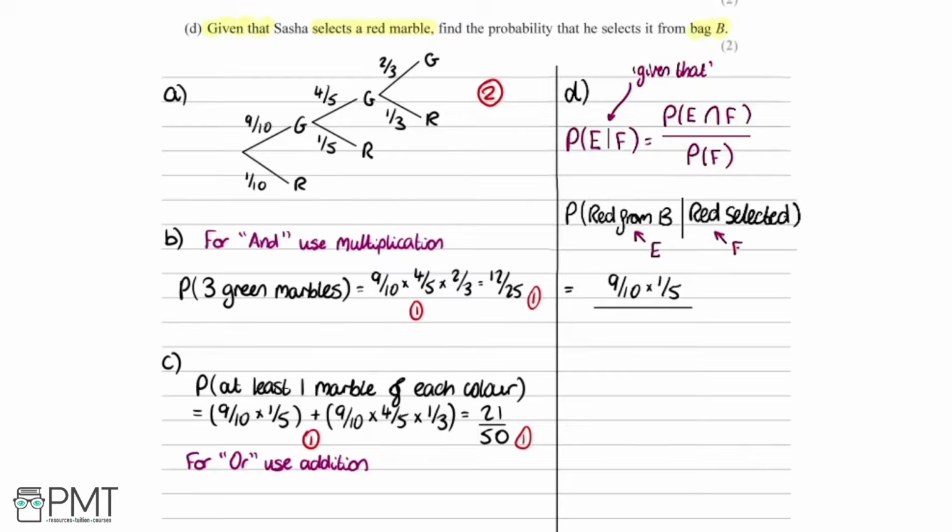Okay, so now on the bottom we're going to have the probability of F. So in this case the probability of a red being selected. Well, we've got a few different possibilities. We've got 1 over 10, because you go straight down that path. Or, so we're going to add this path here. So 9 over 10 multiplied by 1 over 5. Or 9 over 10 multiplied by 4 over 5 multiplied by 1 over 3. We're going to get, on the top, 9 over 50, all over 13 over 25, which equals 9 over 26, which is the final probability. So we get 1 mark for all this work up here. And we get the second and final mark for the correct answer here.